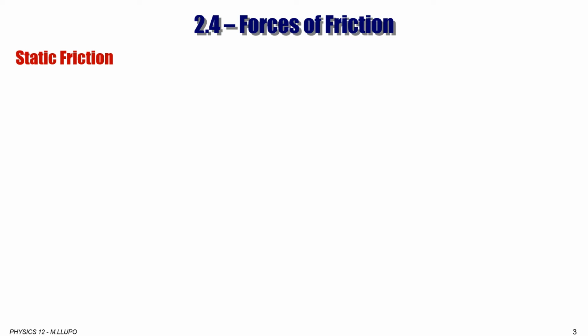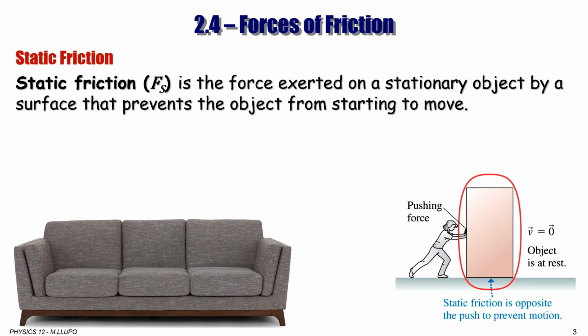When we talk about forces, we talk about force of friction as well, and we mentioned that there are two forces of friction, static force of friction and kinetic force of friction. We have rolling force of friction and we have air resistance that is a special case of a kinetic friction, but those are two major ones, and we're going to talk about those two one at a time. Static force of friction is a force exerted on a stationary object by a surface that prevents object from starting to move. So that means it's not moving. That's why we call it stationary object.